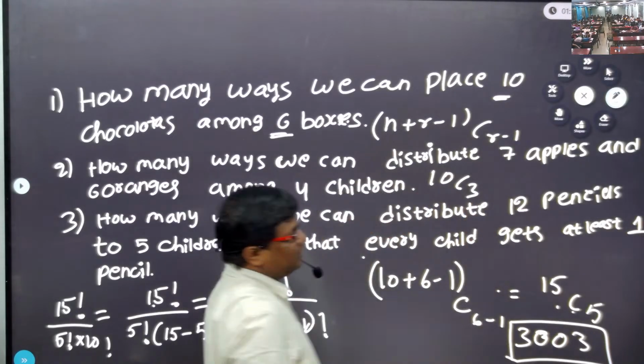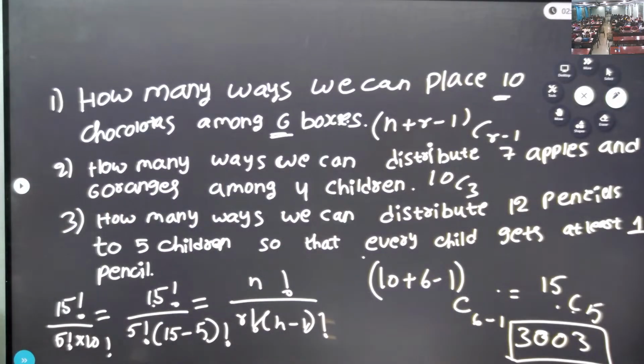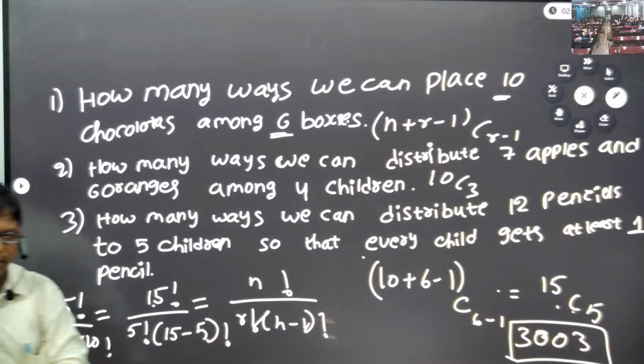Have you completed the answer? Is the complete question answered or only part of it? Part of the question is answered because we still need to distribute oranges. So what about oranges? The n value is 6, r value is 4. Applying the n plus r minus 1 formula, 6 plus 4 minus 1 C 4 minus 1, that is 9C3.